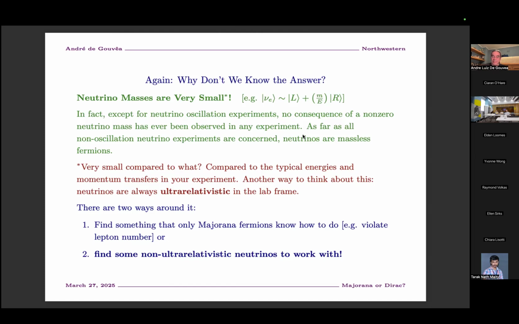And the answer is naively very simple. We can find some neutrinos that are not super energetic. So we can ask the question, what if I do an experiment where the neutrino energy is not much, much larger than the neutrino mass? If we did that, we wouldn't have this problem that the distinction between Dirac and Majorana neutrinos is kind of hidden because M over E is very small, and that seems to be a good place to go.